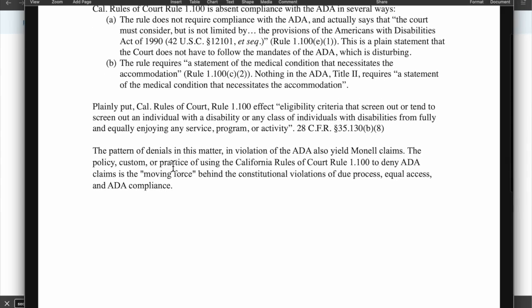The patterns of denial in this matter in violation of the ADA also yield Monell claims. The policy, custom, or practice of using the California Rules of Court Rule 1.100 to deny ADA claims is the moving force behind the constitutional violations of due process, equal access, and ADA compliance.